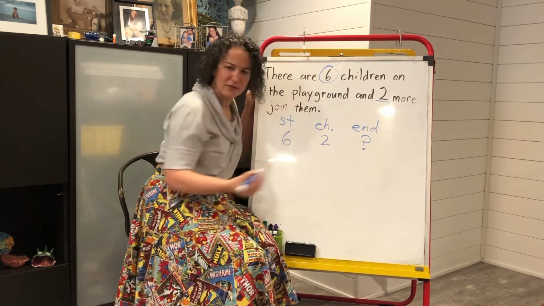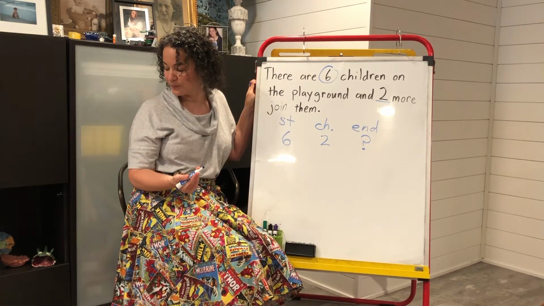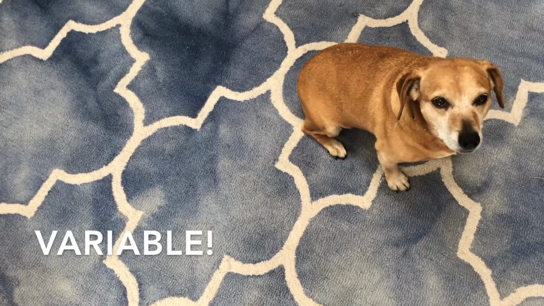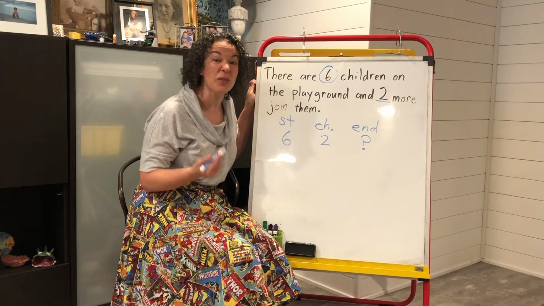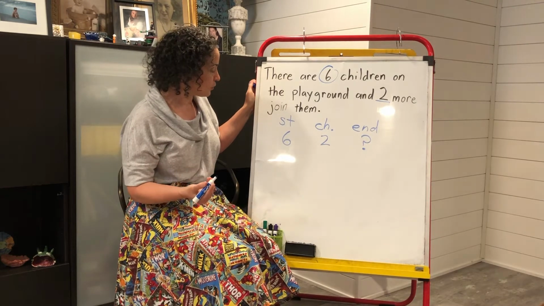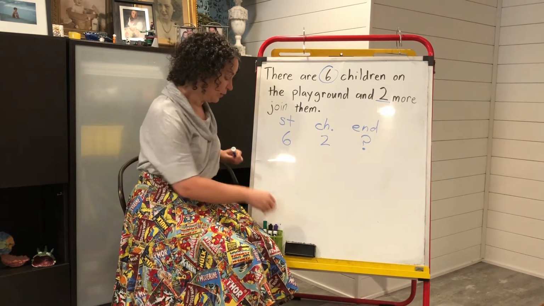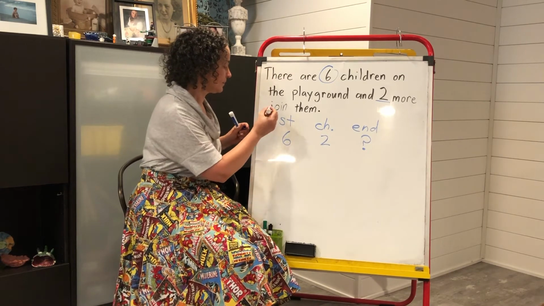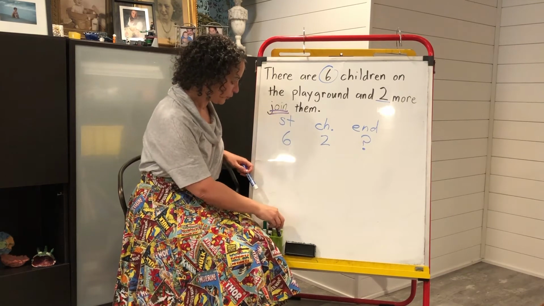Do you remember from last time, what do we call the thing we don't know? Penny, what do we call the thing we don't know? Penny says we call the thing we don't know the variable. So that's our variable, my friends. So we've got 6 children, 2 more join them, and I like this word join. 2 more join them. And then we have to figure out how many children we have now.